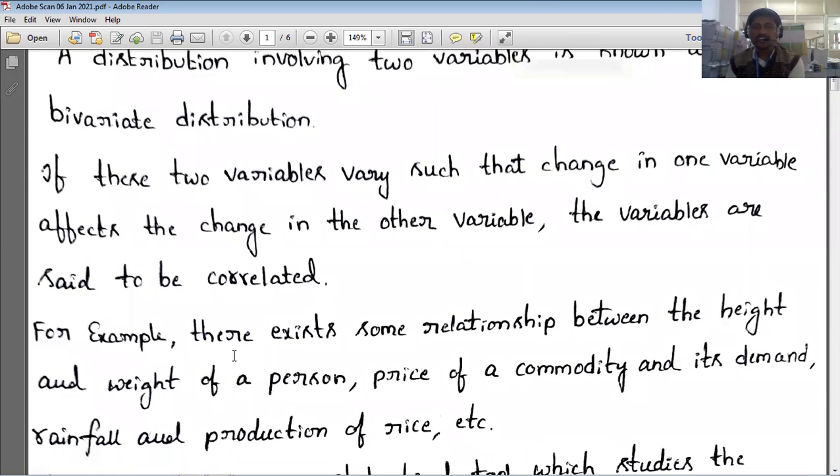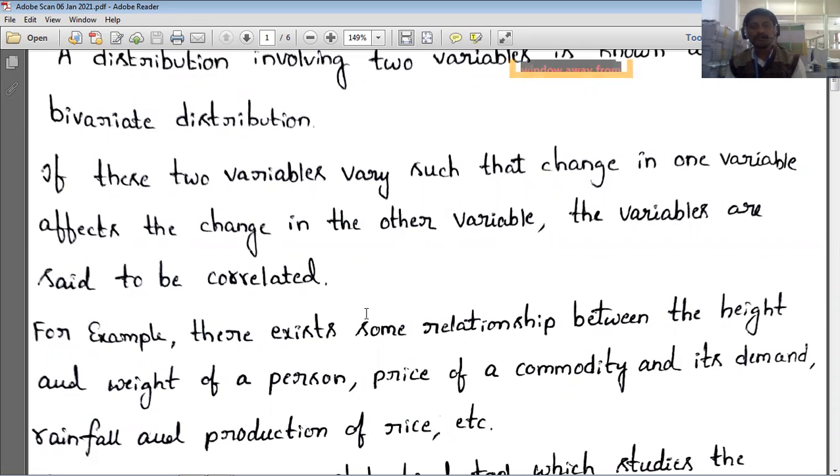Take the example: there exists some relationship between the height and weight of a person, right? Generally we'll say that if a person is 6 feet, he has to be around 75 kgs. Nowadays it is not always like that, but generally, based on the height, we'll say the weight. If he is 5 feet, he has to be below 60, and if he is 4 feet, below that, like this.